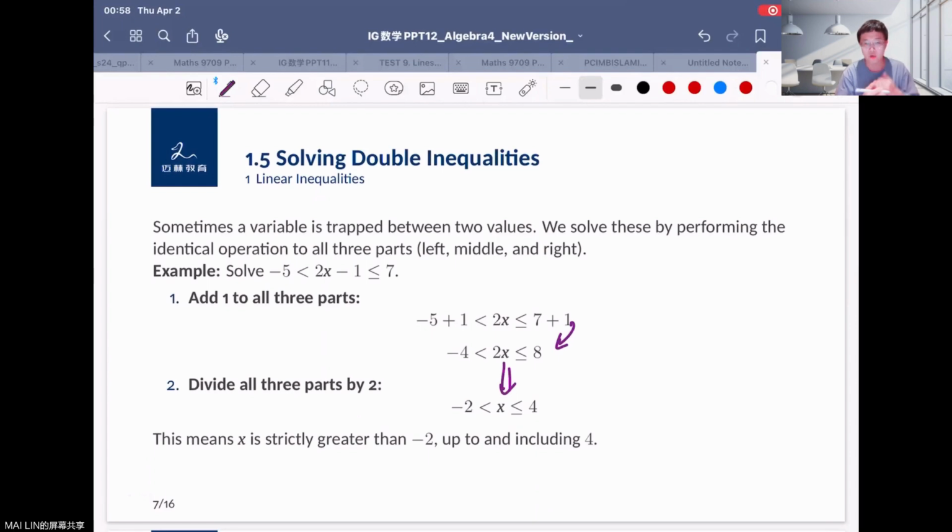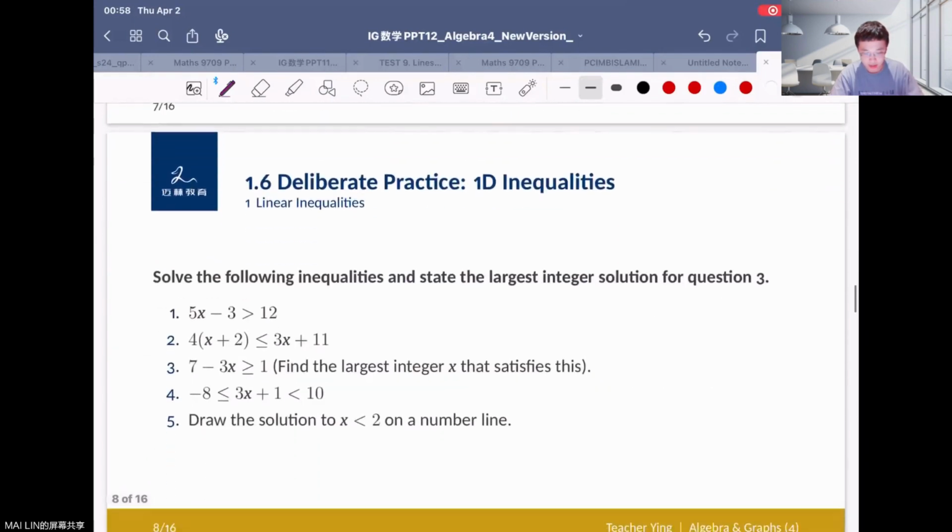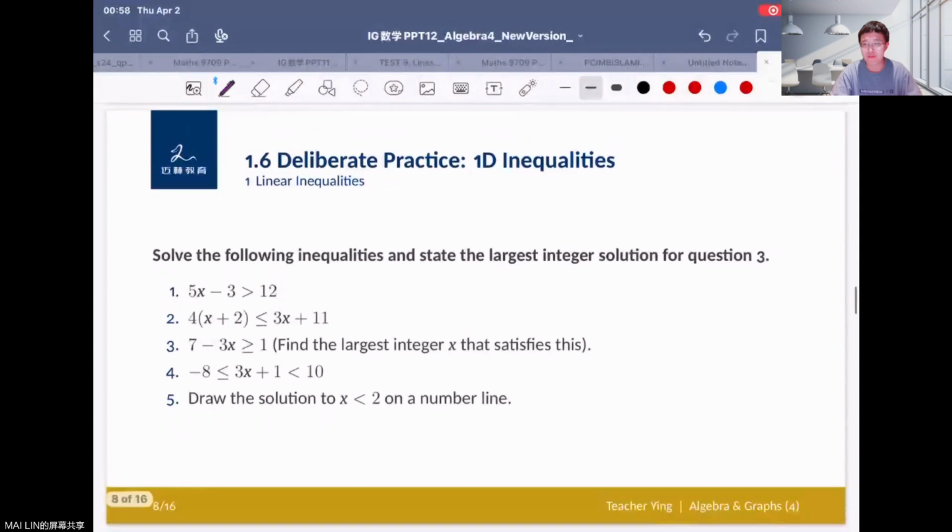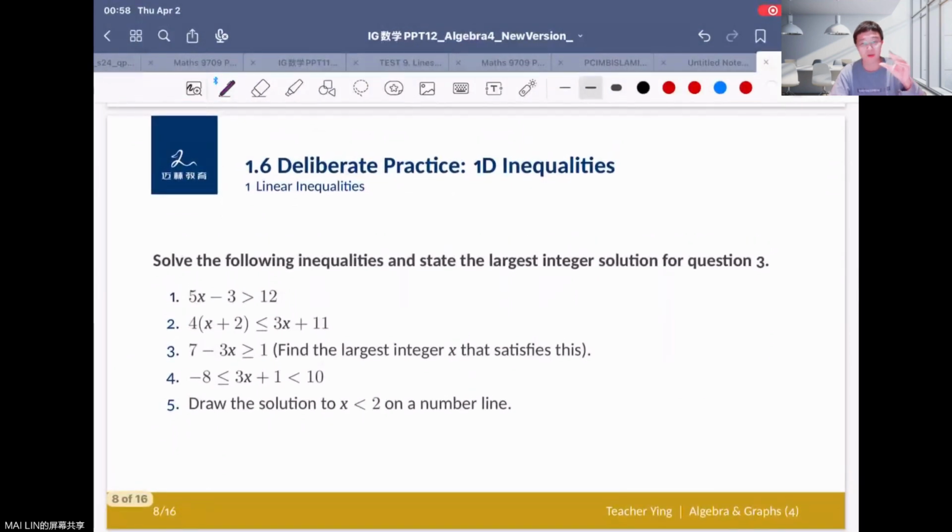Okay? Which means that x is strictly greater than -2, and also smaller or equal to 4, up to and including the 4. Okay? That is for this value. And here is some deliberate practice for you. If you want to try by yourself, you can first pause the video and try it yourself. But if you want to follow teacher Mai Lin, you can also just keep on going, okay?